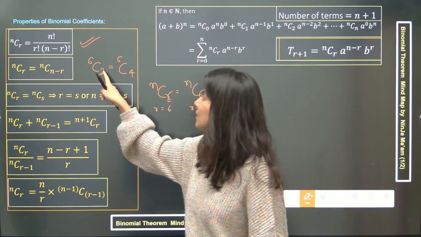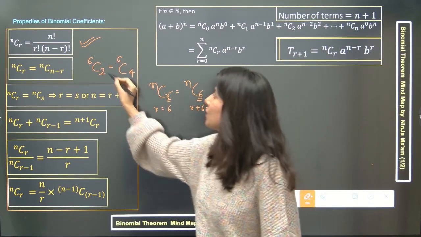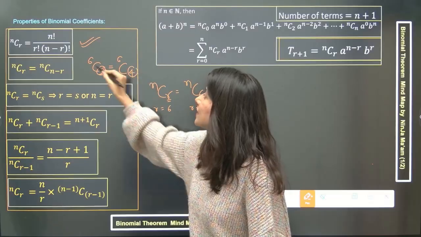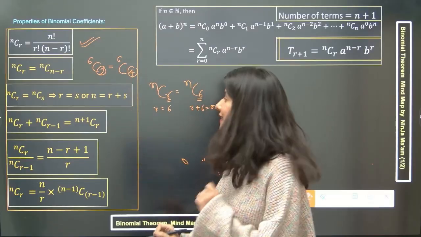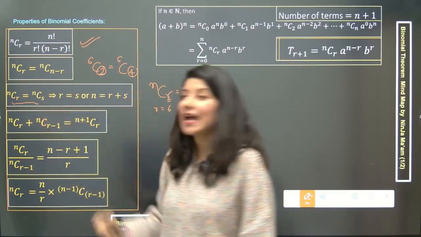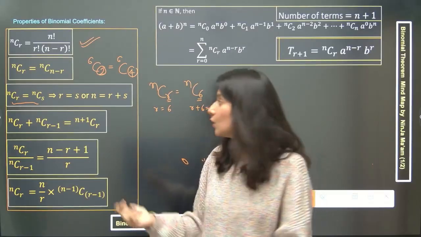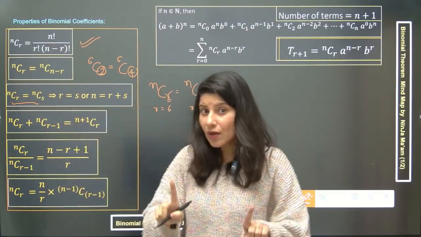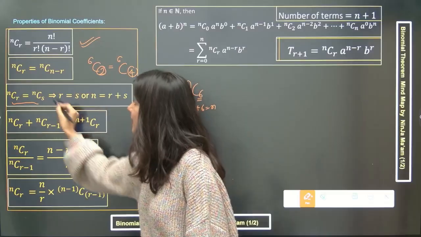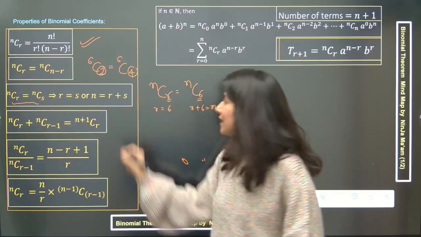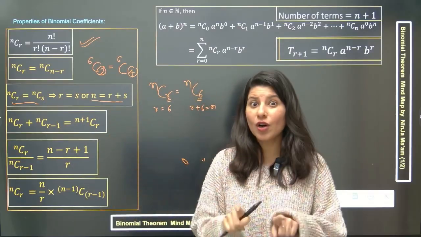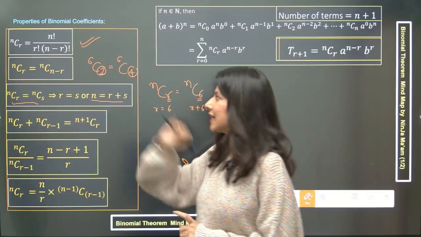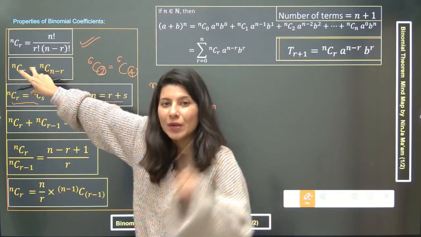Over here, can you see 6C2, 6C4? Basically 2 and 4 sum up to 6. This is that property. So nCr and nCs, if they are equal, then r equals s is one thing, but r plus s should be equal to n. This should also be in your answer. Okay, next property. I will call these two as a single property.